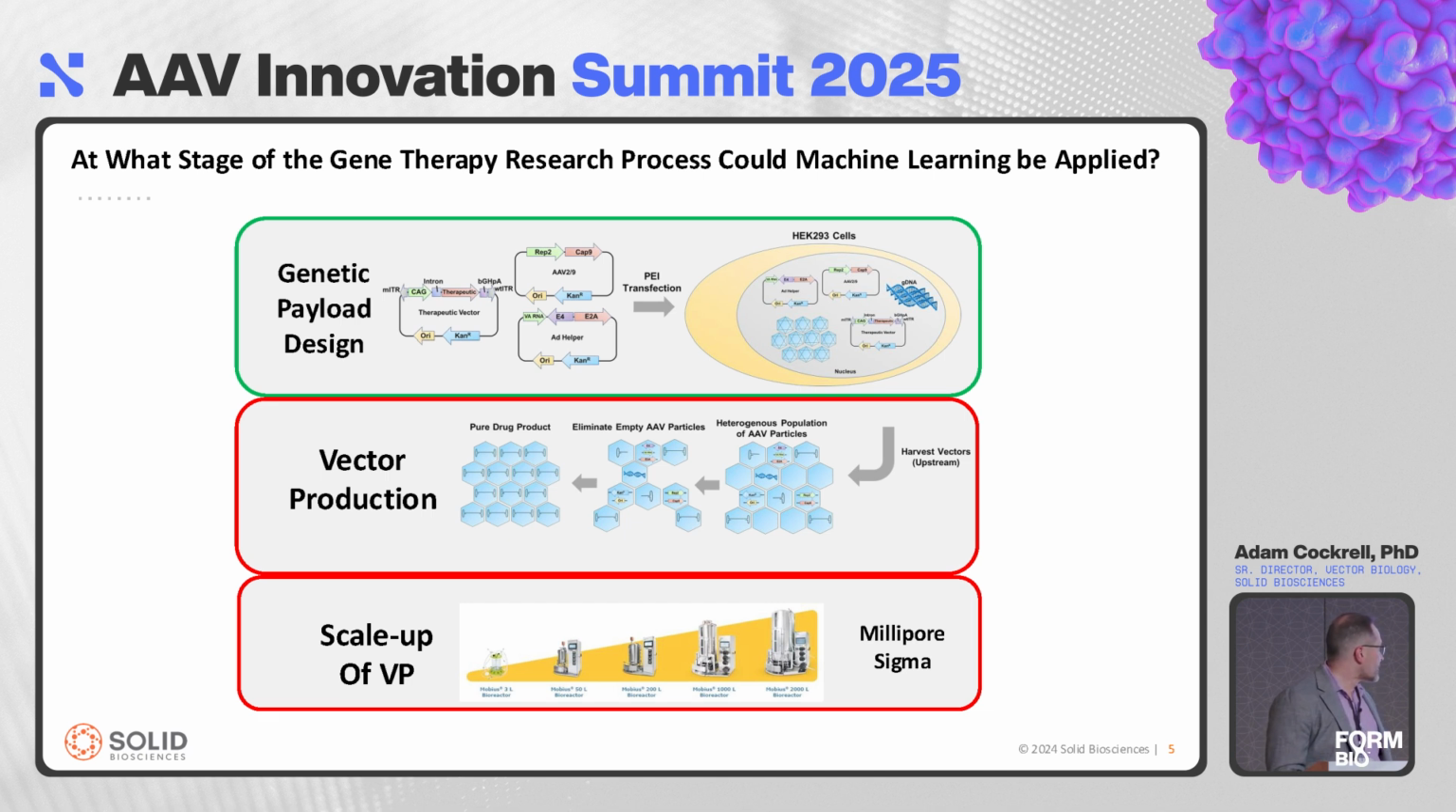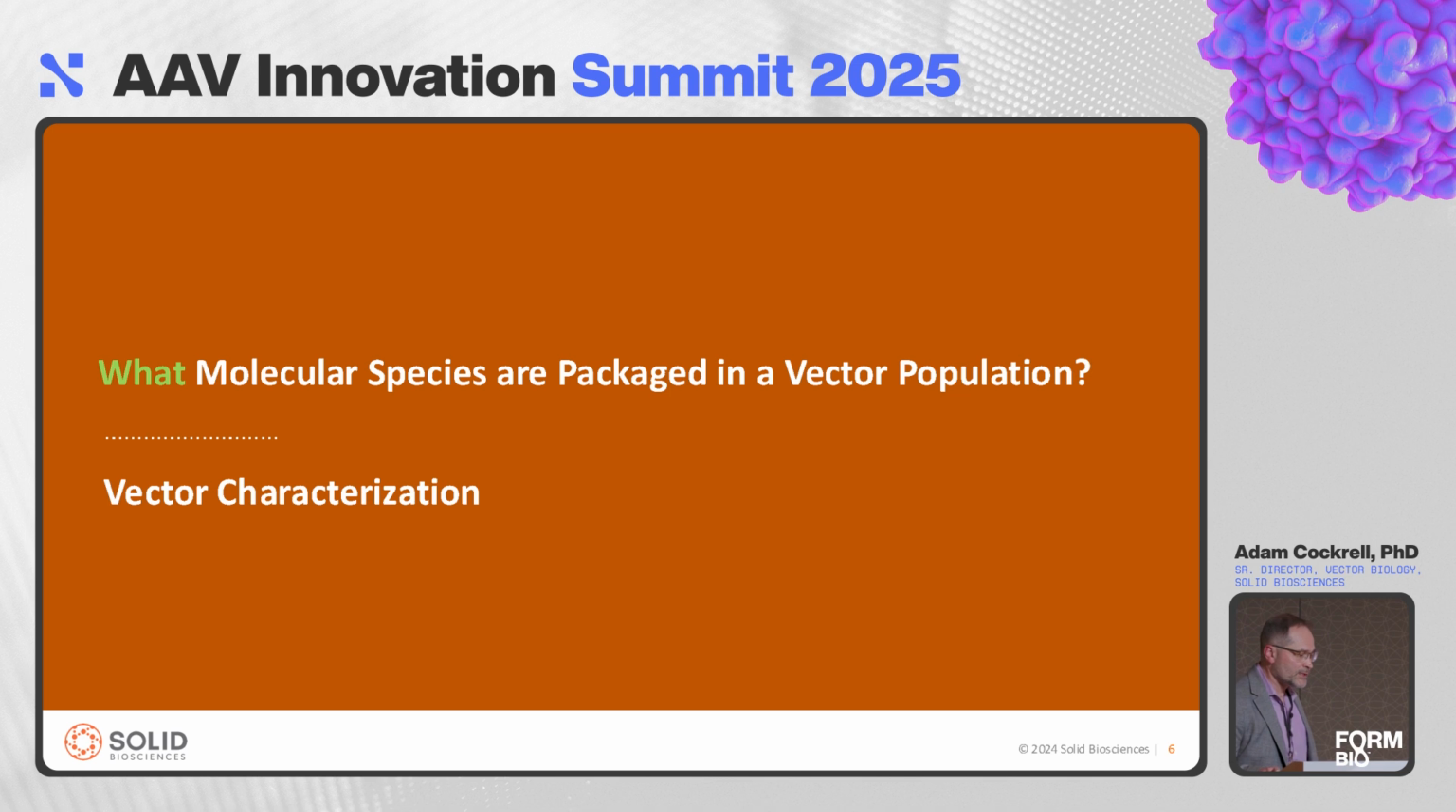And of course, we've heard a lot of talk about getting heterogeneous populations. You can use processing, and you can potentially use other upstream methods to eliminate empty particles and get a more pure drug product so you don't have empties. And then you also want to do this well before you get into scaling this process up, where it's going to cost you a lot of money once you get into those 2,000 liters and you're trying to do GMP productions. So what molecular species are packaged into the vector population?